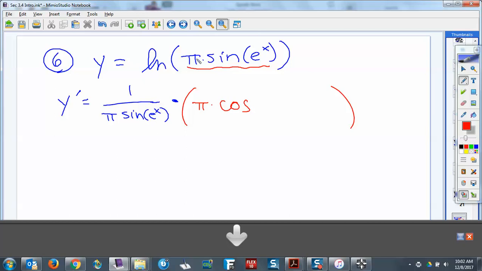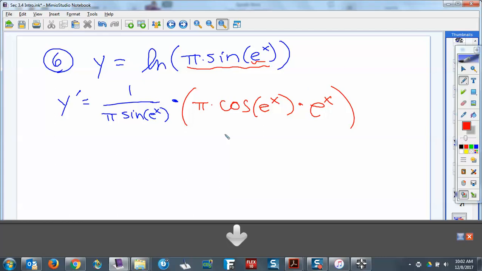Now I'm doing step 3, derivative of the inside. Well, when I do the derivative of the inside, I've got a pi, and it's got its own inside. So step 1, derivative of sine's cosine, leave the inside alone, times the derivative of its inside, which is that right there. Derivative of e to the x is e to the x.